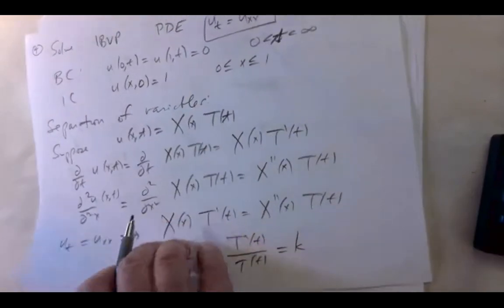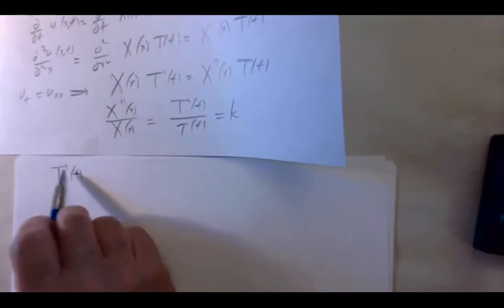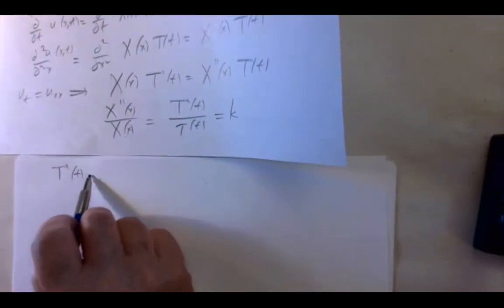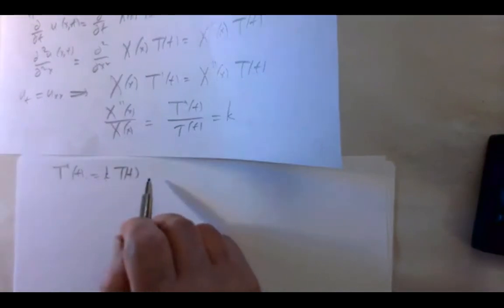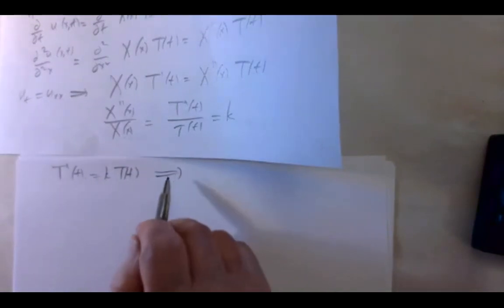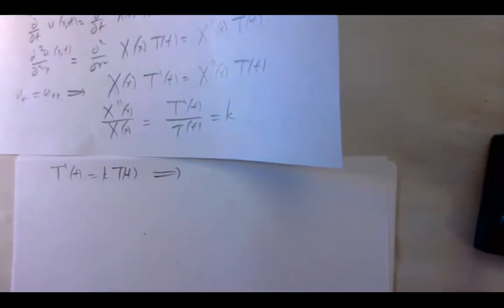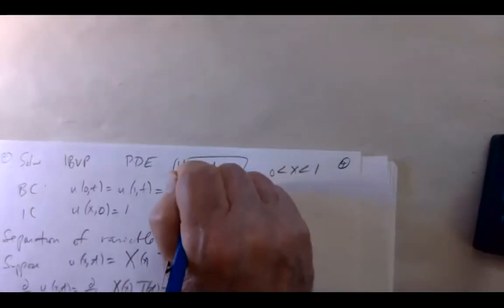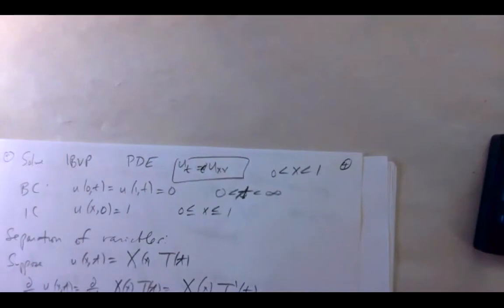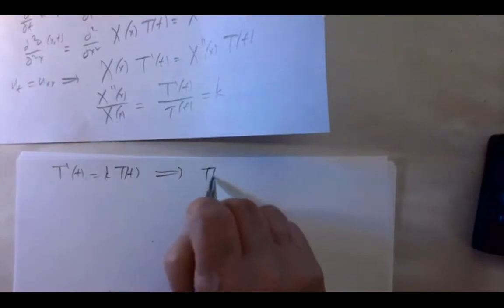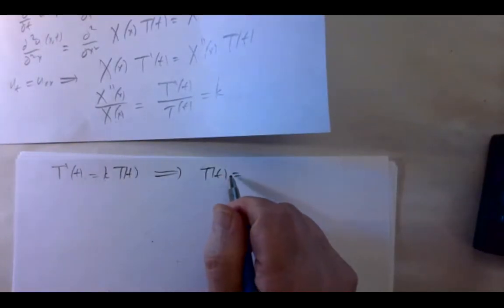So we're led to two ordinary differential equations, one for X and one for T. We get that T prime of t, this is the derivative with respect to t, is equal to k T of t. Oops, I left out alpha squared. Well, in this case, alpha is 1. So T of t is some constant times e to the kt.